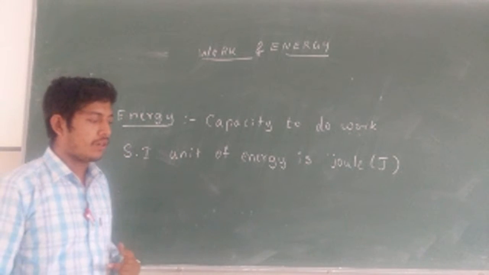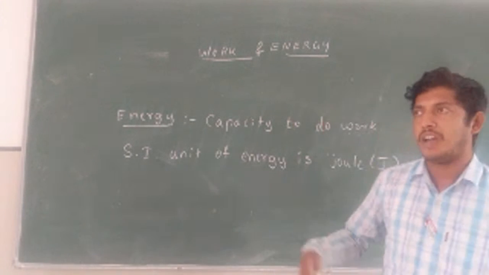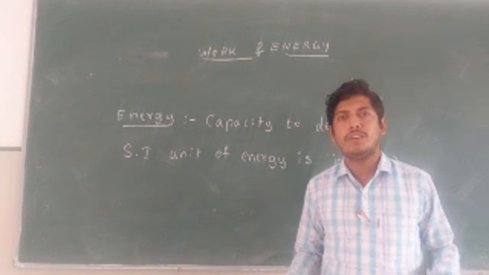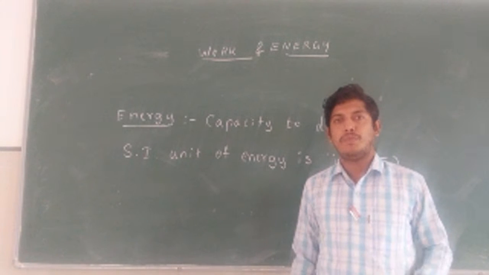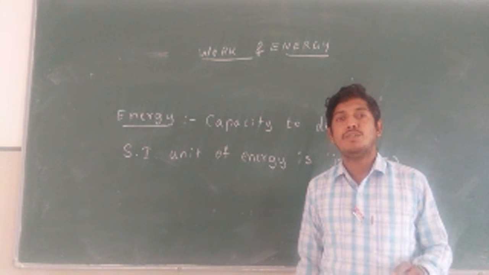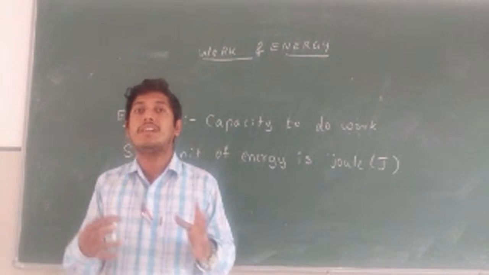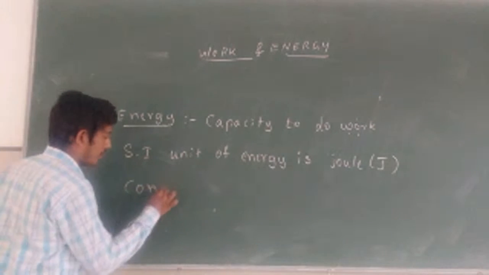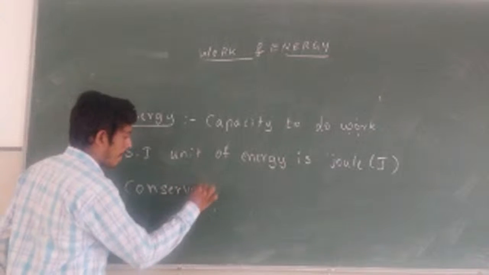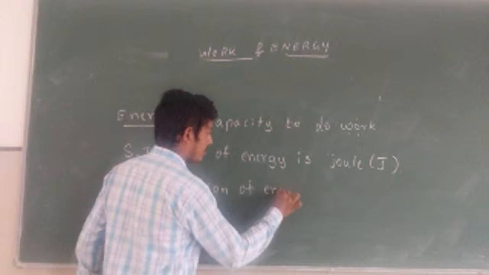Now when we talk about energy, there are different forms of energy, for example heat energy, chemical energy, kinetic energy, potential energy. Everything is dependent upon its nature. Here mainly we are considering two types of energy, that is kinetic energy and potential energy. Before going to that, we will learn about the conservation of energy.